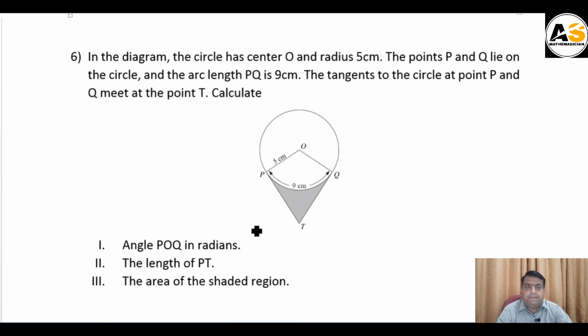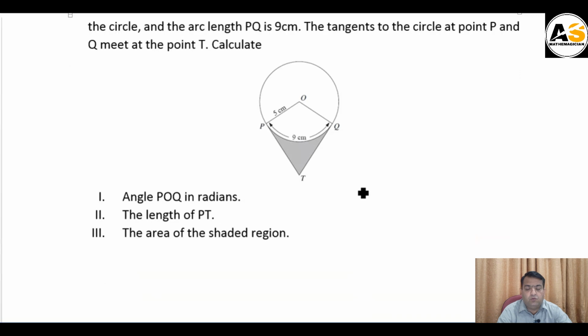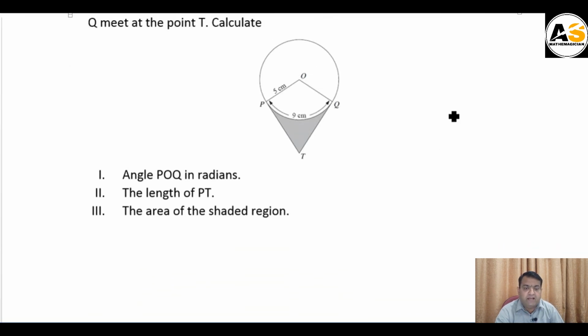Question number 6. In this diagram, the circle has center O and radius 5. This is radius 5. This is arc length 9. This is center O. PT and QT are tangent to the circle, and we have to find angle POQ. It's very simple. For angle POQ, I can write L is equal to R theta and theta is equal to L over R, with that L is 9, R is 5. So this will be 1.8 radian. This is angle POQ, 1.8 radian.